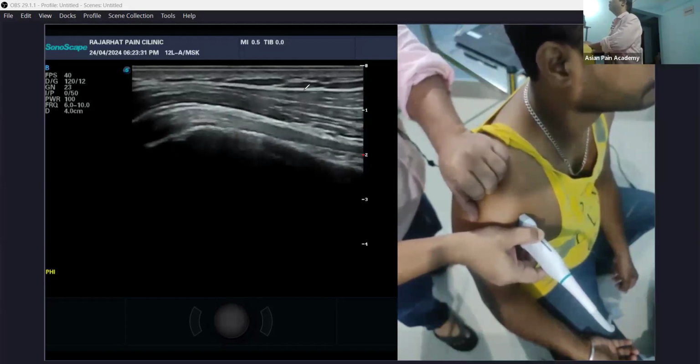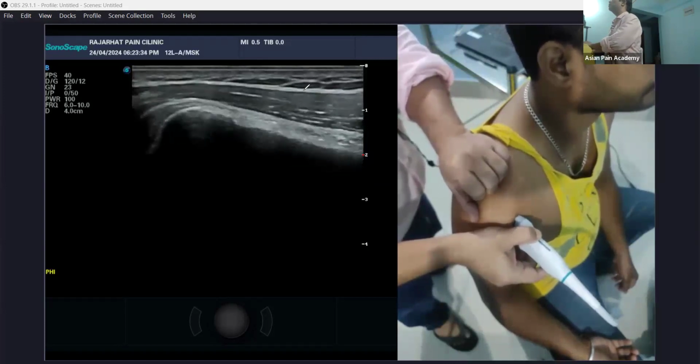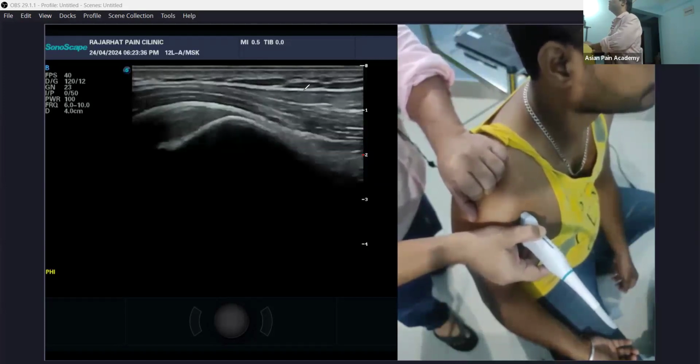This is the bicipital groove. This is the greater tuberosity. Bicipital groove, and this is the lesser tuberosity.